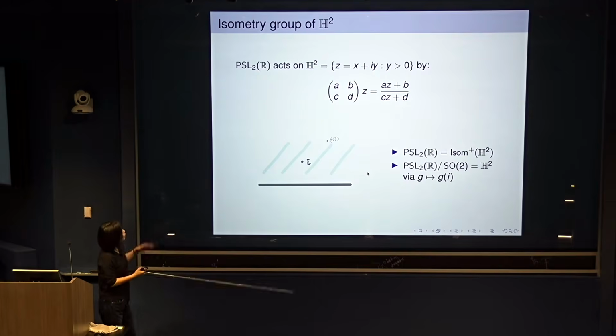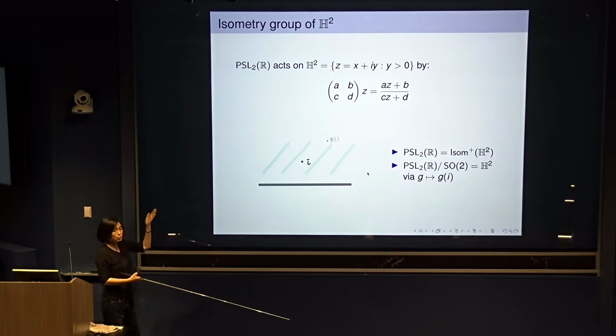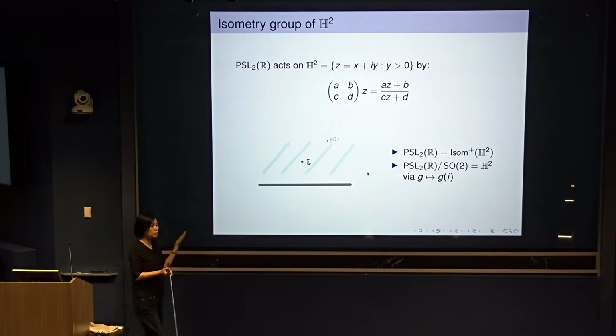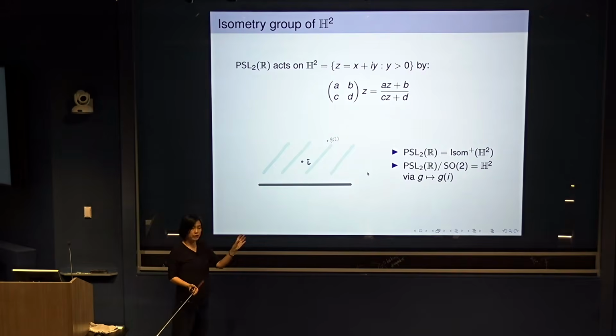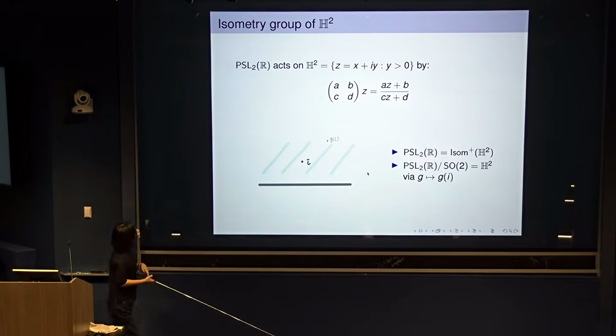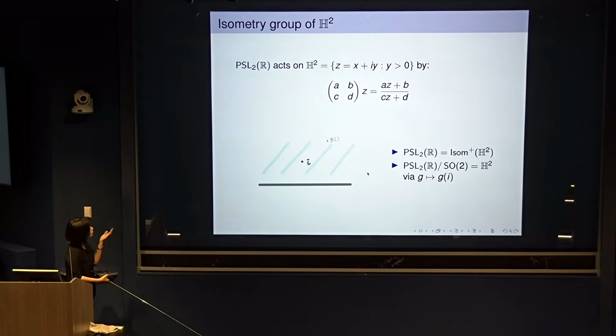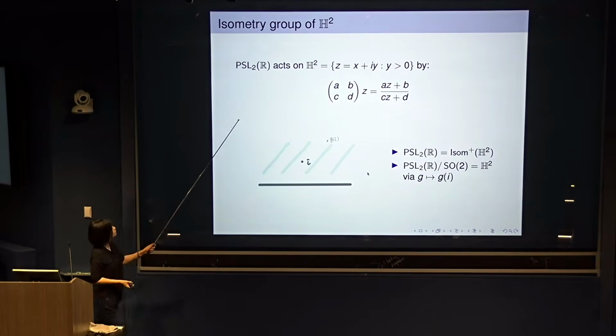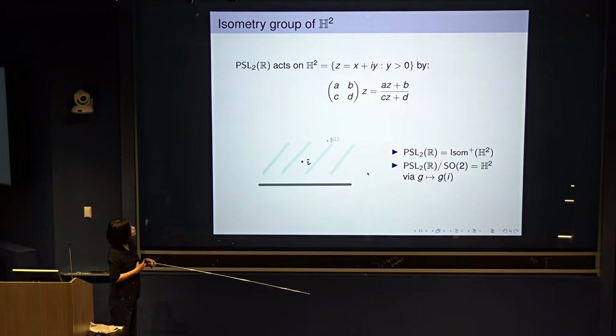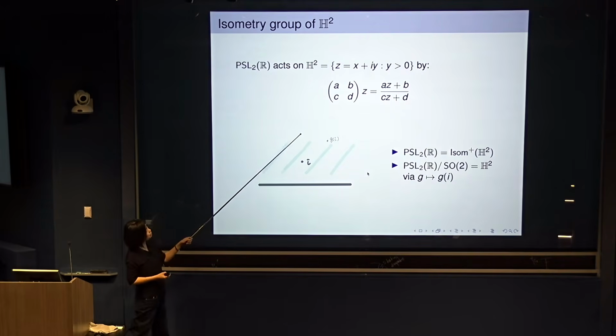So to see why PSL2R is actually the isometry group of H2. By the way, isometry means that it's a transformation which preserves the metric. Okay, that's what isometry means. So to see why PSL2R is an isometry of H2, I have to tell you what the action is. How do I think of this element as a transformation on H2? And it is this linear fractional transformation action.